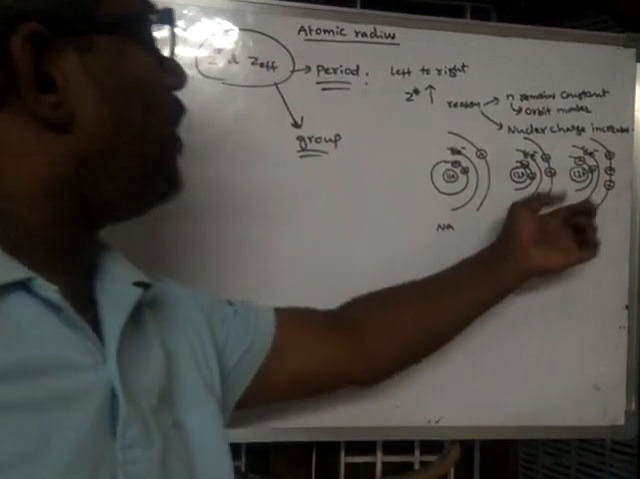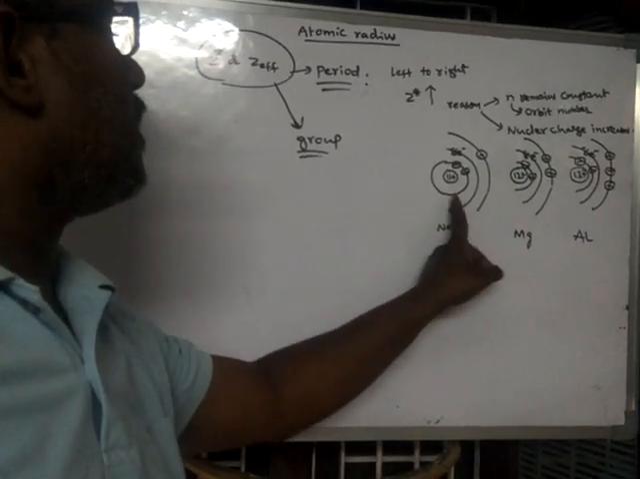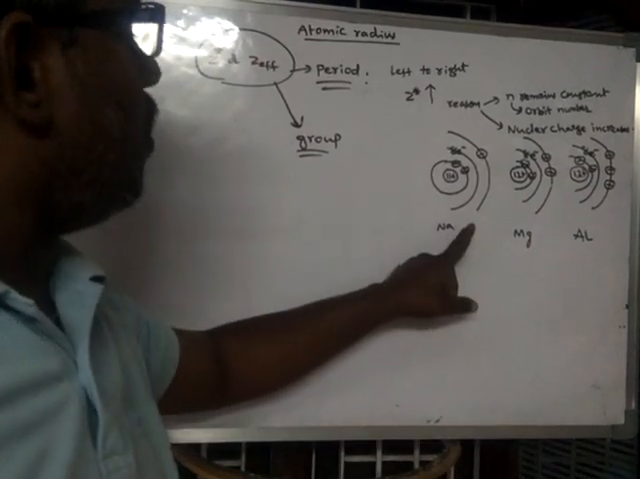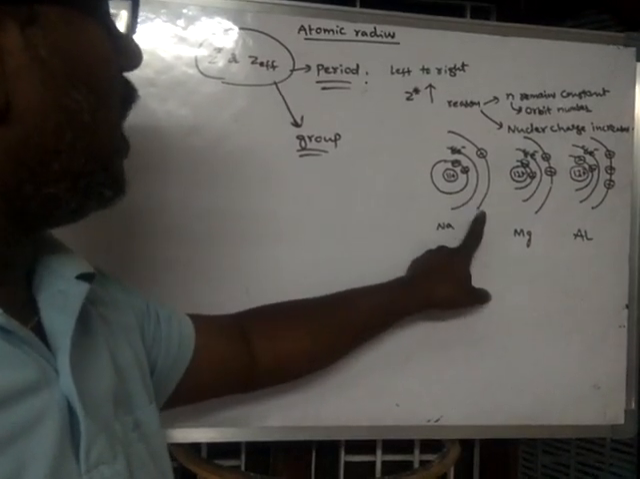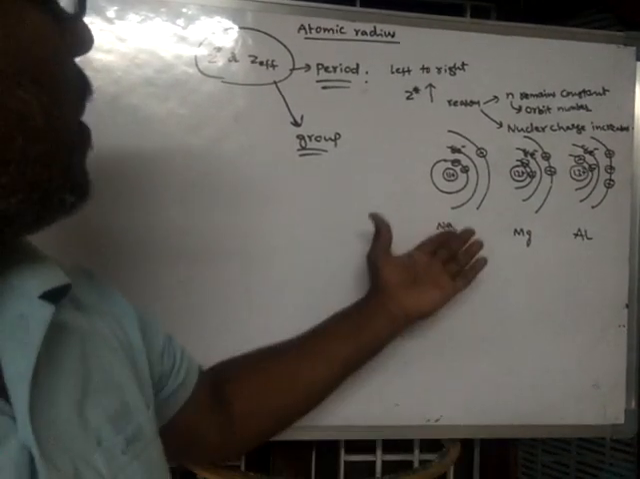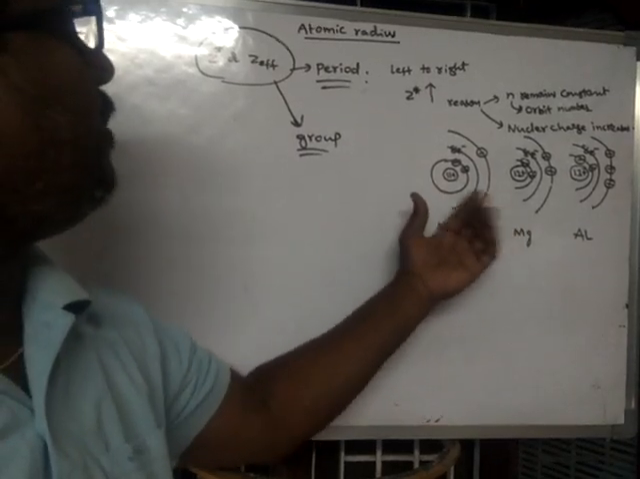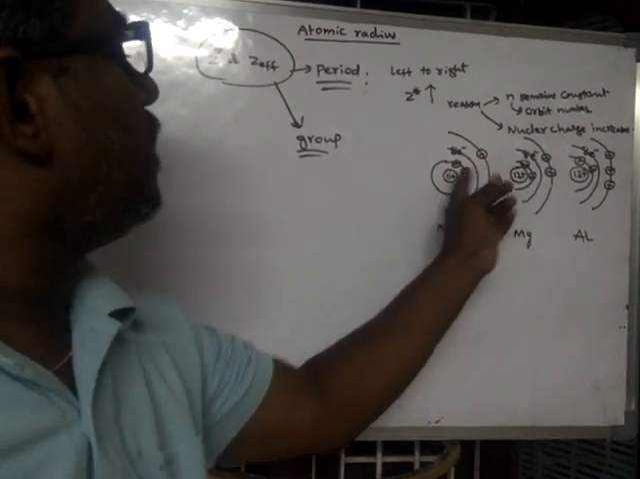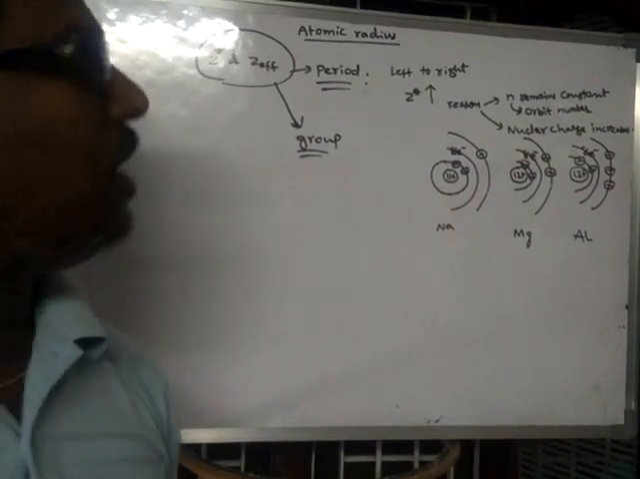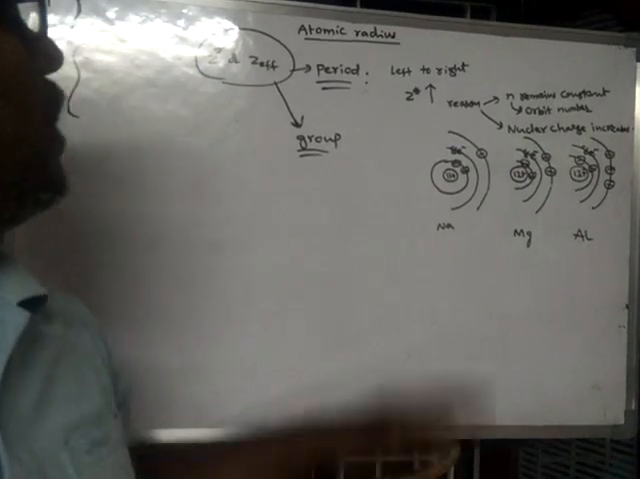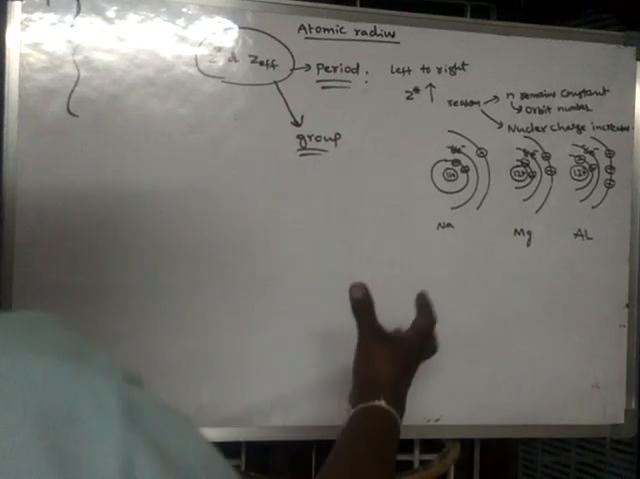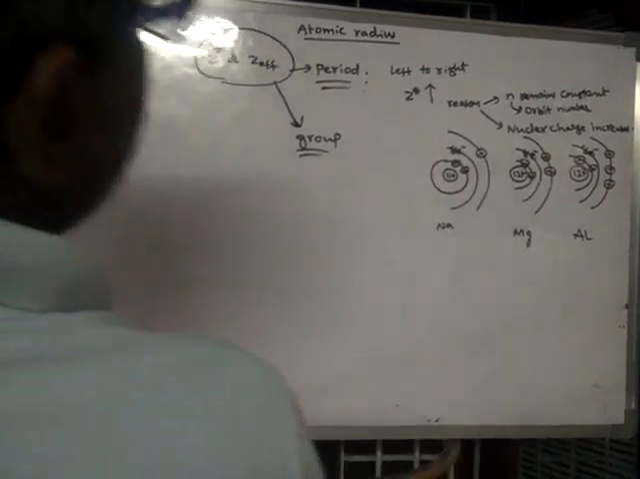So as a result, the size of the atom gradually decreases, though the last orbit is the third orbit in all the atoms. But what is happening here? The effective nuclear charge is more. Here the effective nuclear charge is more, so that is why the atomic radius, the size of the atom, shrinks.